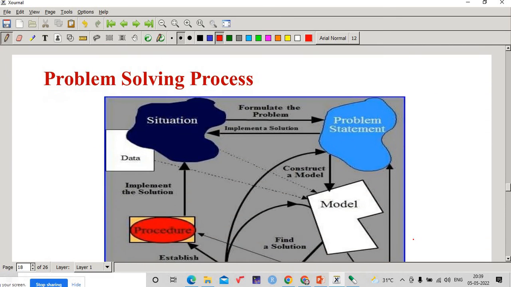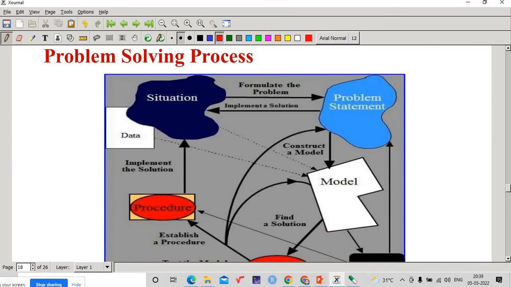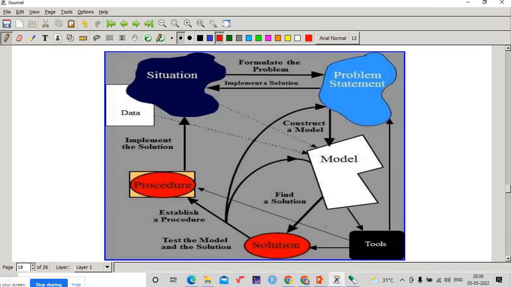And this is the entire process of problem solving. So starting from this position, a situation is being given. What do I have to do with the situation? I have to formulate the problem. So we will generate a problem statement for the situation. If the problem statement is proper, then we can model that in terms of a mathematical model.